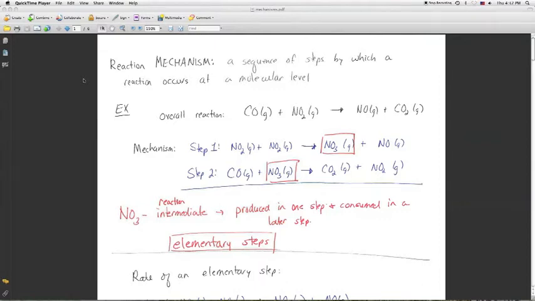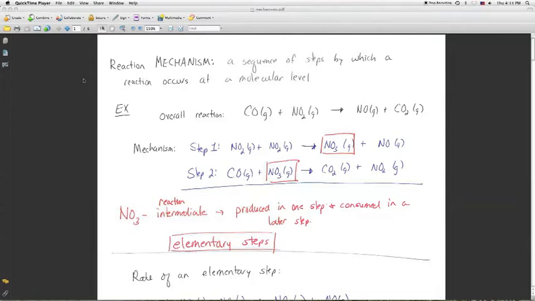As you can see by my notes here, a reaction mechanism is a sequence of steps by which a reaction occurs at the molecular level. And one thing to keep in mind about everything we do here is that you're not supposed to be able to figure out what the mechanisms are. This is done by someone who studies reactions very, very carefully on a molecular level. So we just need to know how to answer a few questions about mechanisms that are presented to us.